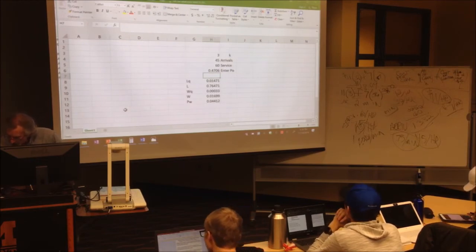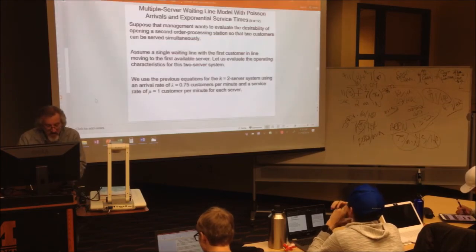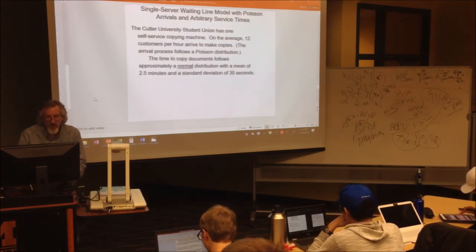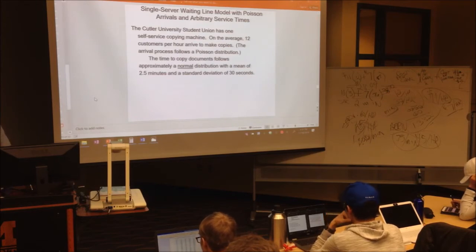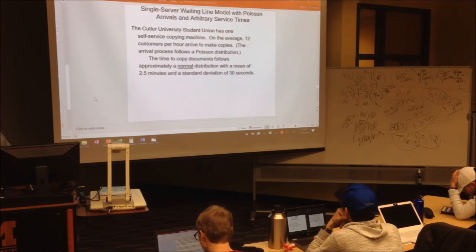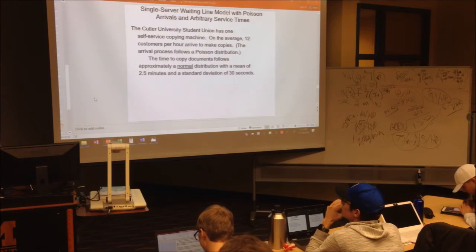All right, now I want to show you another example, but this time we're going to slide 43. Tell me what kind of problem you have here. This university student union has a self-serving copy machine. On average, 12 customers per hour arrive to make copies. Time or rate? Rate, because it says per hour. It's how many per each unit of time. So that's a rate. The arrival process follows Poisson. The time to copy follows approximately a normal distribution with a mean time of 2.5 minutes and a standard deviation of 30 seconds. So let's just talk about the service.